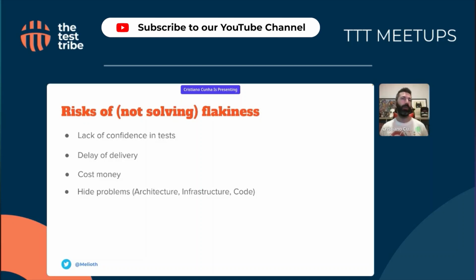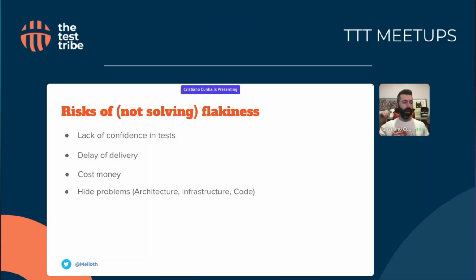It will hide problems, because if you are believing that the test is flaky and the problem of the flakiness is the test, then you probably are hiding problems in architecture, in infrastructure, in the code itself. Because we will see that the flakiness happens, but it's not a problem with the test. But let's deconstruct this flaky test.